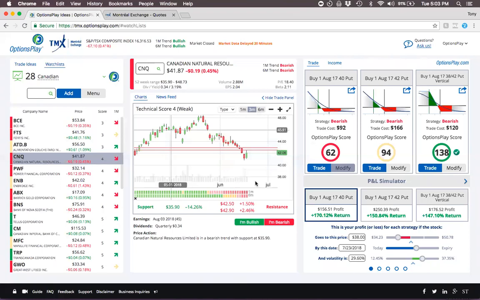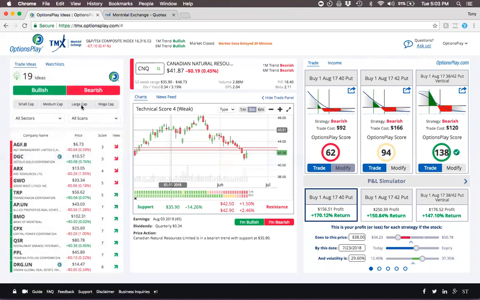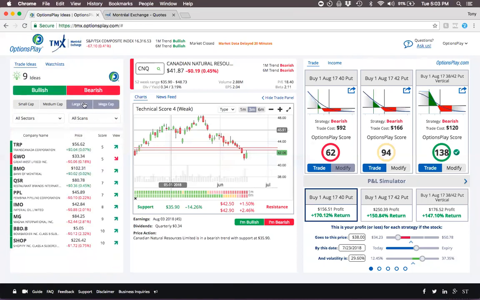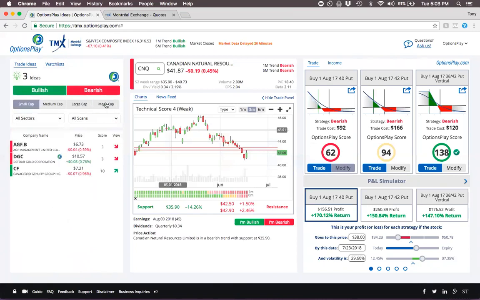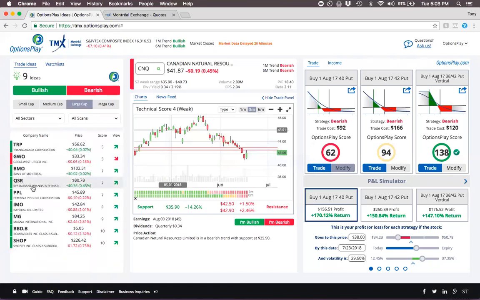Any way to sort trade ideas by liquidity? Absolutely. On trade ideas, you can sort by market cap. I would say there's no such thing as sorting by liquidity, but by default, the larger cap stocks have more liquidity than the smaller cap names. So if you're looking at smaller cap names, CF, DGQ, these are likely less liquid names, versus the large cap names, which are likely going to be much more liquid.